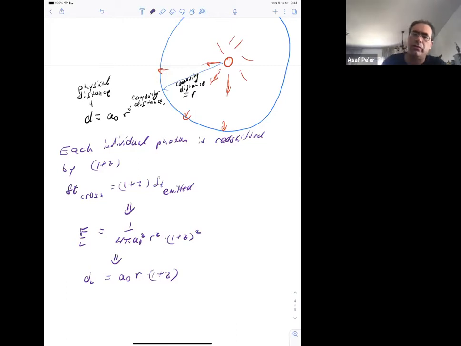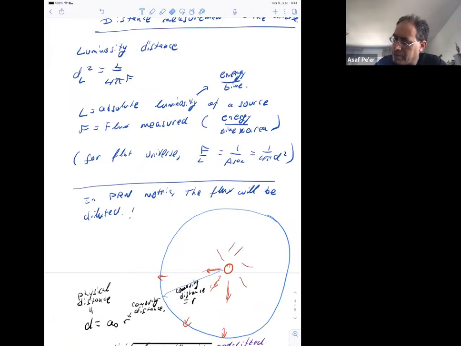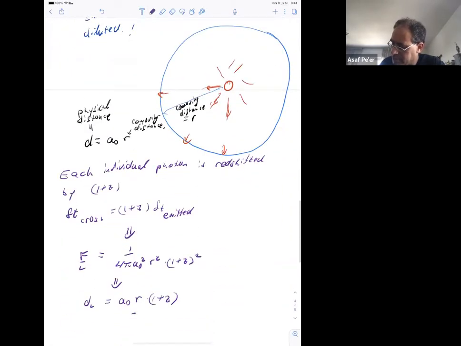Now, okay, we can measure dl, right? Not directly, but if we know what is the luminosity of an object, of the standard candle we're interested in, and we know what is the observed flux, which is the same that we actually measure, then just by plugging into this equation, we have the luminosity distance. And the luminosity distance is related to the co-moving distance r, to the scale factor a0 and to z.